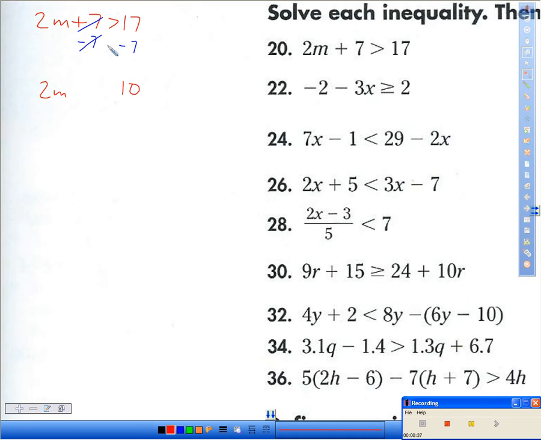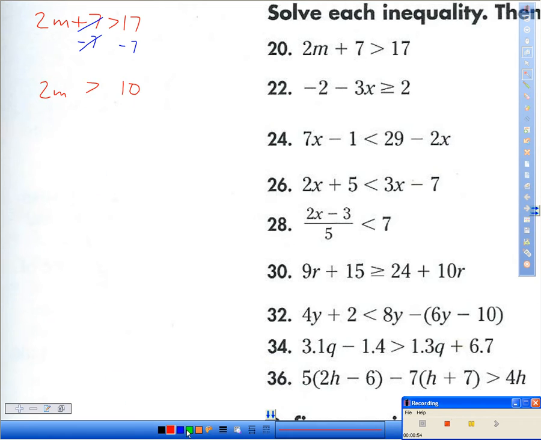We said the only time that we're going to do anything different with the inequality symbol rather than just bring it down is if we multiply or divide both sides of the inequality by a negative number. On number 20, all we did was subtract, so we're going to keep the sign the same. Then we have 2m is greater than 10.